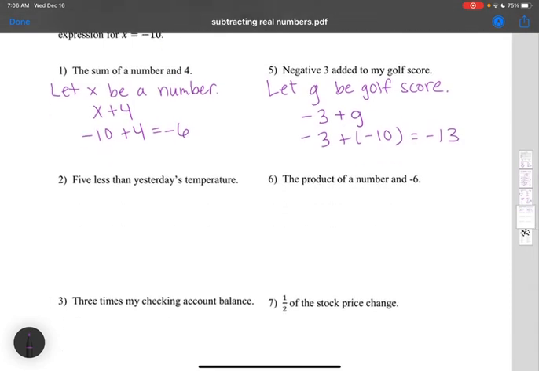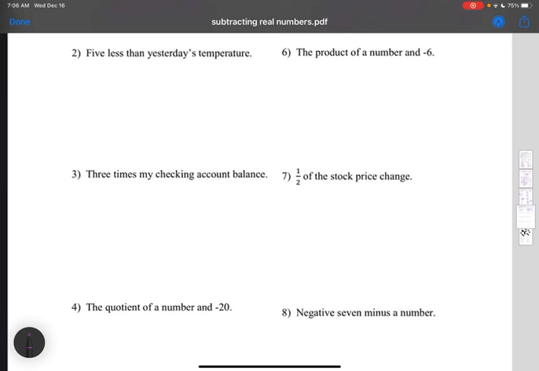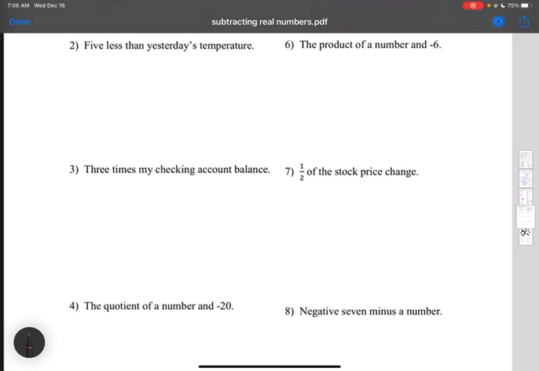Okay, let's go ahead and try. Oh, I think I got the whole page on there, didn't I? There you go. Go ahead and try the whole rest of the page. Okay, so have it on the screen. Try the rest of these. So for each one of these, do a let statement, do your expression, and then plug in negative 10 for your variable. Okay, maybe on this one, let me put in like the final answer.